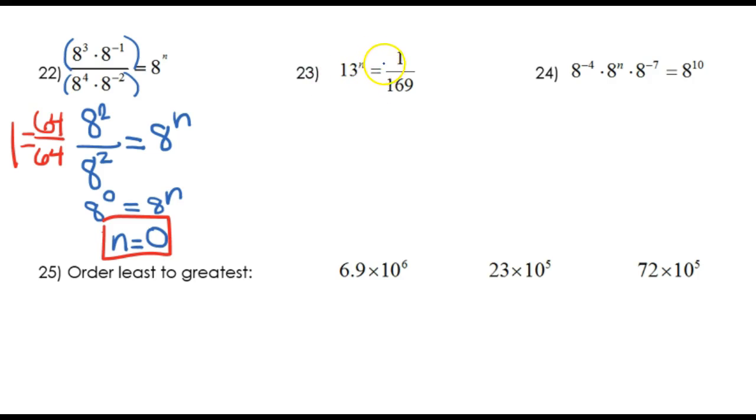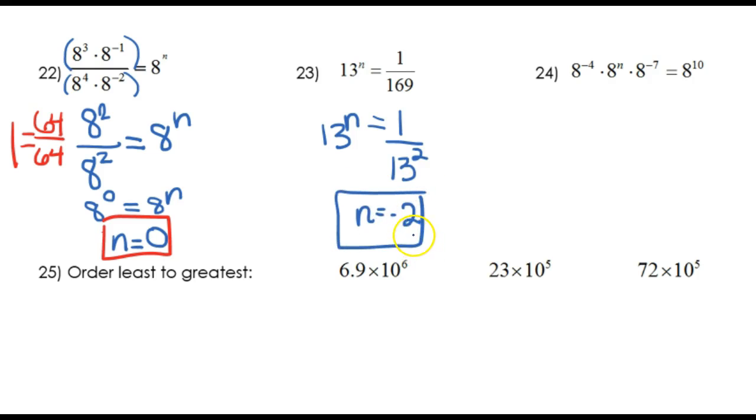13 to the nth power gives us 1 over 169. Well, we know we need to think of 169 as base 13, and we know this is 13 to the second power. 13 times 13 gives us 169. So, 13 to the n power, we know that when we have to get this from the numerator to the denominator, this has to be a negative second power for your answer.